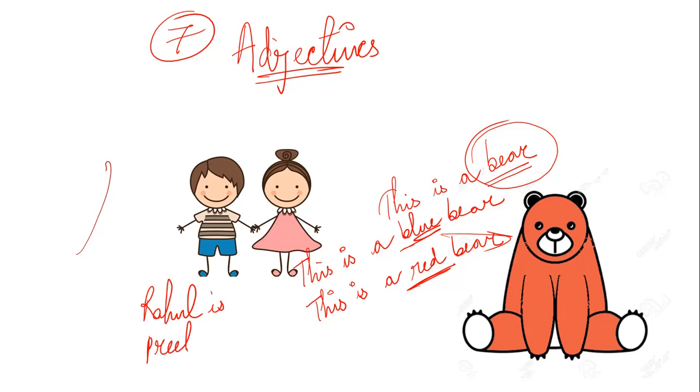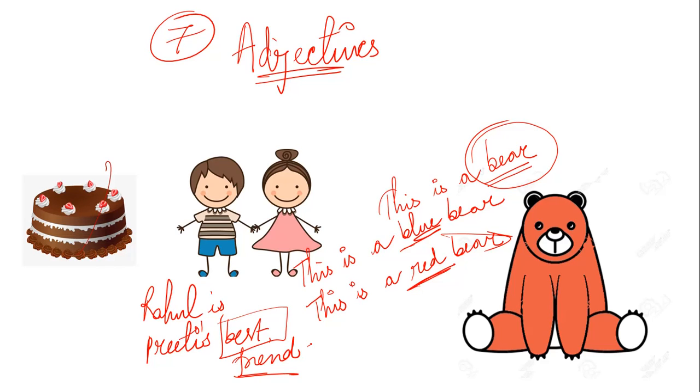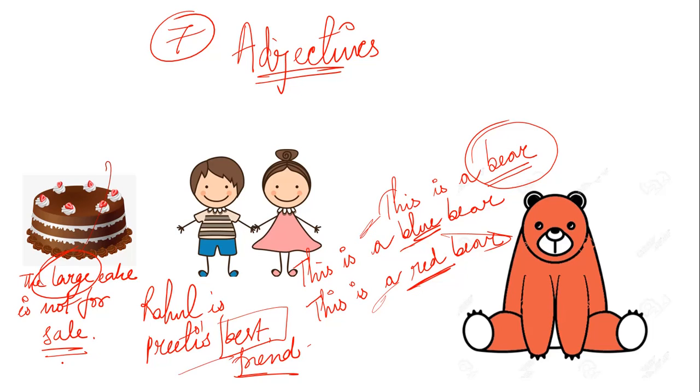As you can see here, I can write the sentence: Rahul is Preeti's best friend. So here, which one is the adjective? Yes, you're right. Best. Now here I can write, the large cake is not for sale. So here which one is the adjective? Large. So you can see that in these sentences, this is a blue bear, this is a red bear, Rahul is Preeti's best friend, the large cake is not for sale.